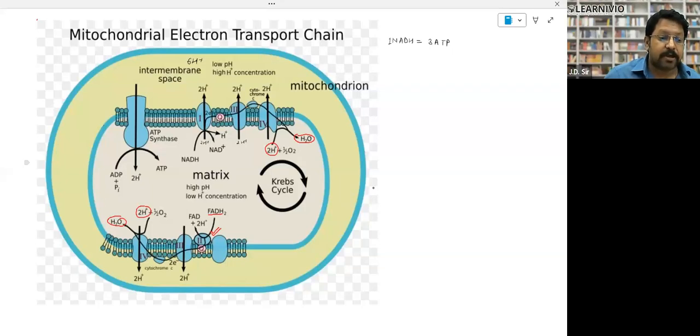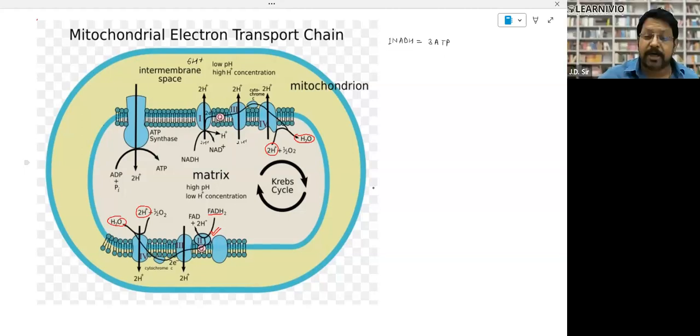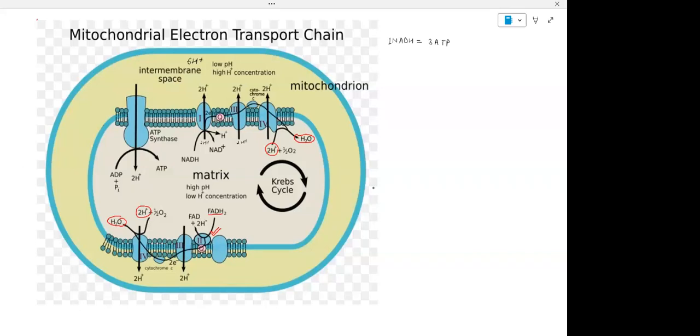Now what will happen? Hydrogen ion concentration will be high in the intermembrane space and low in the matrix. So these hydrogen ions will leak out through the ATP synthase enzyme. When 2 hydrogen ions leak out, formation of 1 ATP takes place. When 6 hydrogen ions leak out, how many ATP will be formed? Sir, 3. Very good. That's how it is proved that 1 NADH is equal to 3 ATP. Is that clear? Yes, sir.